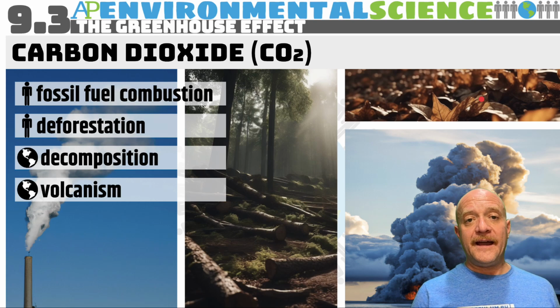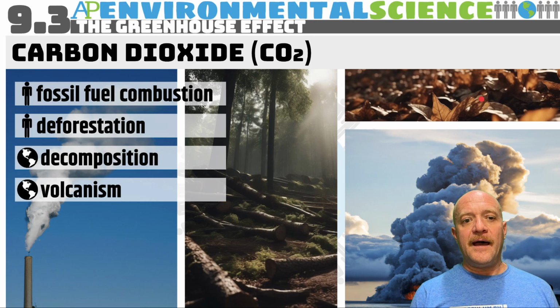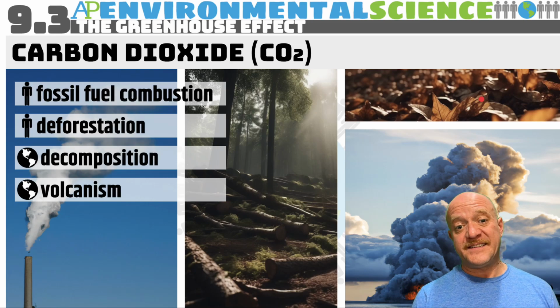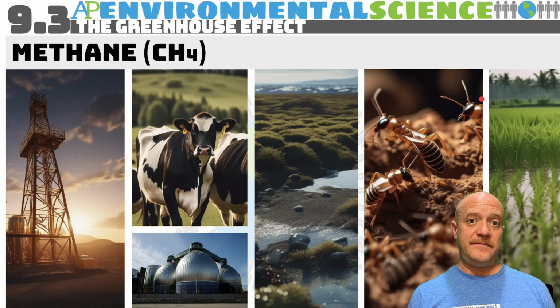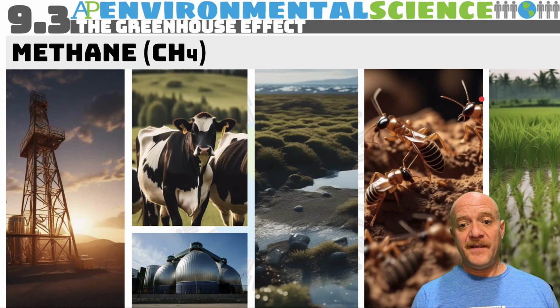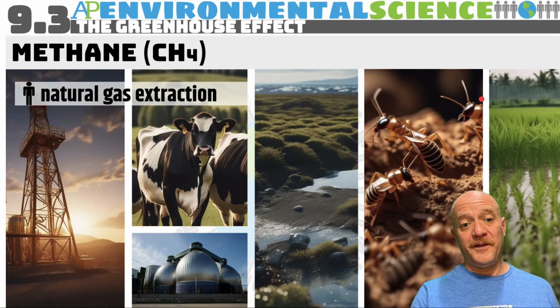Now, carbon dioxide has a warming potential. I'll talk about it in a minute. It has a warming potential of 1, and this is an arbitrary number that scientists have established. But one that is more damaging is methane. And methane comes from natural gas extraction, especially from fracking and from petroleum or mining for petroleum.